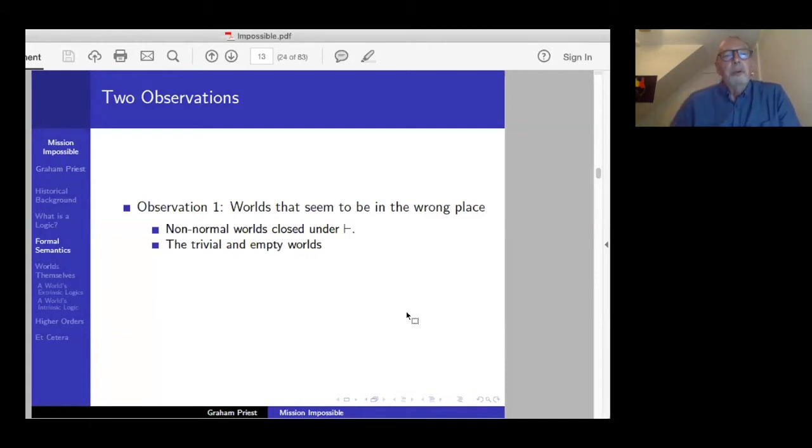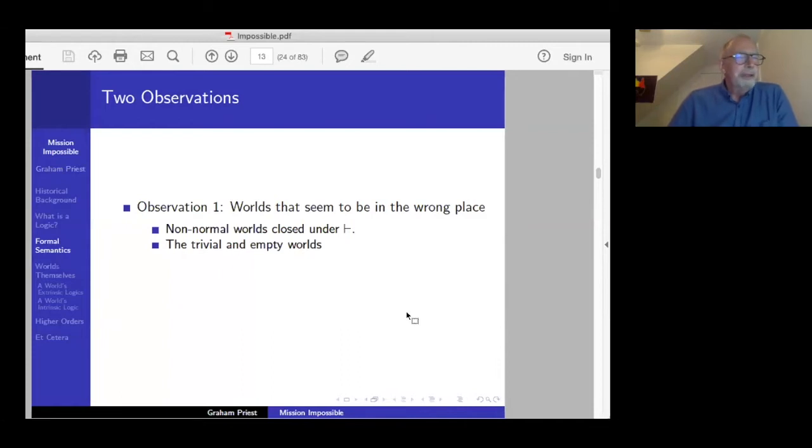Another reservation you might have is this: in some logics, there can be a trivial world where everything holds, and of course, its flip side, the empty world where nothing holds. Now, according to my definition, those have to be possible worlds. And you might balk at this. You might balk at the trivial world being a possible world. Look, if you don't like it, just make those special cases, make the trivial world impossible by definition.